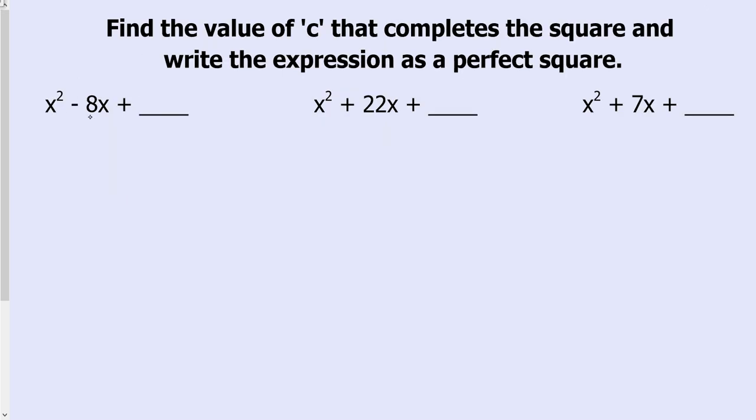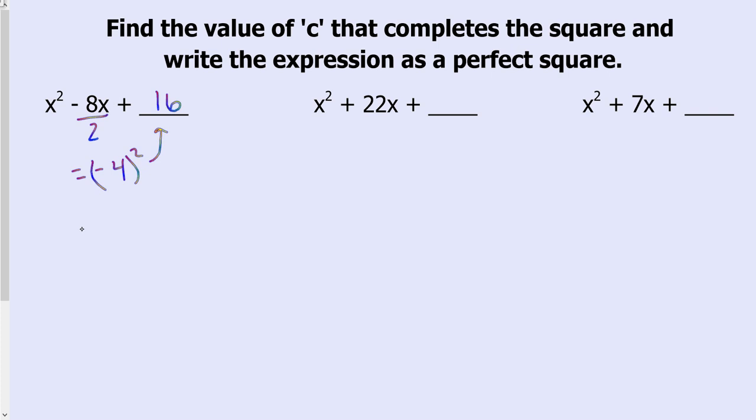So I'm going to take this number, -8, and divide it by 2. Well, -8 divided by 2 equals -4. And if I take -4 and square it, I get 16. You'll notice there's already a plus sign here because I know that I'm squaring, so I'm always going to end up with a positive value there. So we've got x squared minus 8x plus 16. That's the value that completes the square.